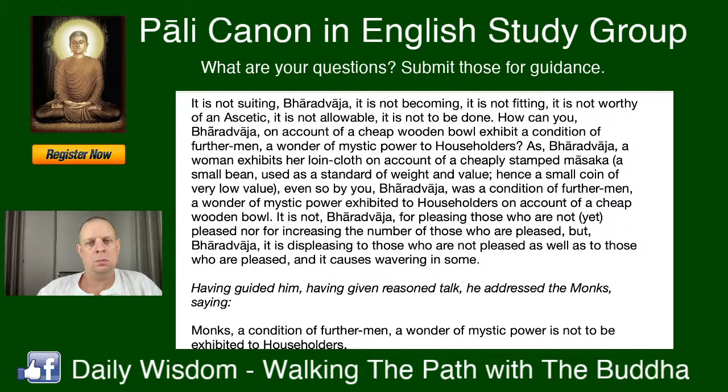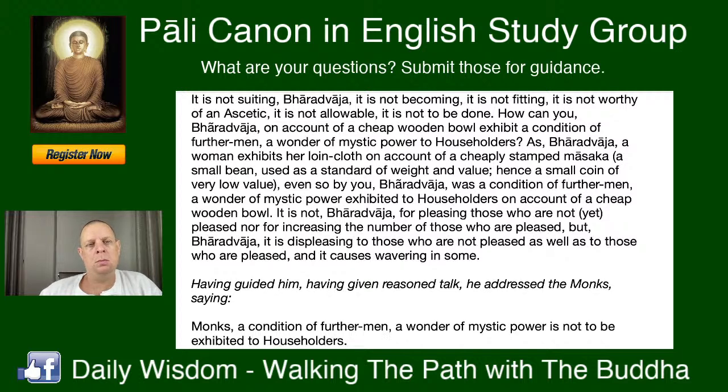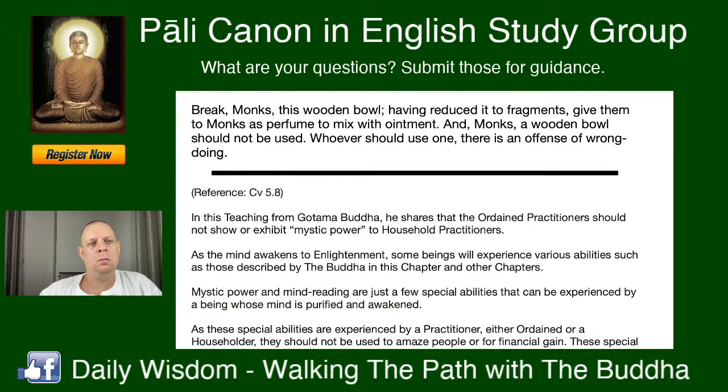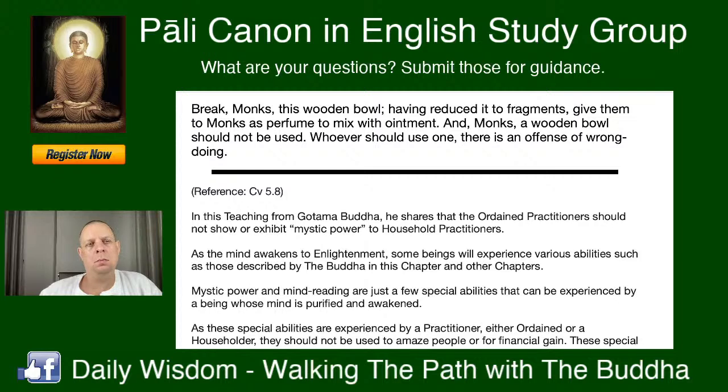Even so by you, Bharadvaja, was a condition of furtherment, a wonder of mystic power exhibited to householders on account of a cheap wooden bowl. It is not, Bharadvaja, for pleasing those who are not yet pleased, nor for increasing the number of those who are pleased, but, Bharadvaja, it is displeasing to those who are not pleased as well as to those who are pleased, and it causes wavering in some. Having guided him, having given reason talk, he addressed the monks, saying, "Monks, a condition of furtherment, a wonder of mystic power, is not to be exhibited to householders. Whoever should exhibit them, there is an offense of wrongdoing. Break, monks, this wooden bowl, having reduced it to fragments, give them to monks as perfume to mix with ointment. And, monks, a wooden bowl should not be used. Whoever should use one, there is an offense of wrongdoing."